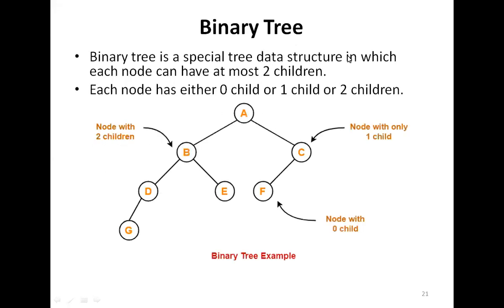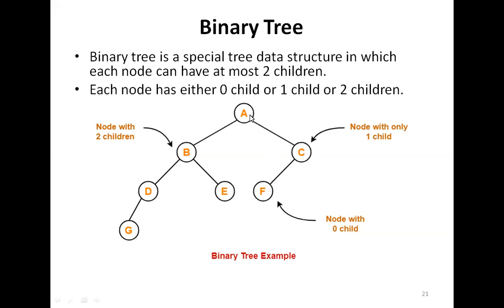First of all, binary tree. So binary tree is a special data structure in which each node can have at most two children. That is, each node has either zero child or one child or two children. For example, you can see here this is a binary tree, and here each node can have at most two children. That means each node can have either zero children or one child or two children.